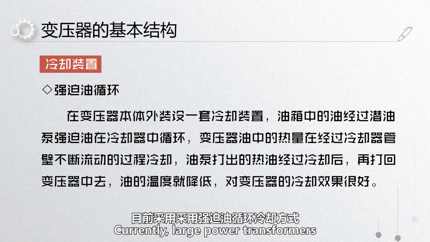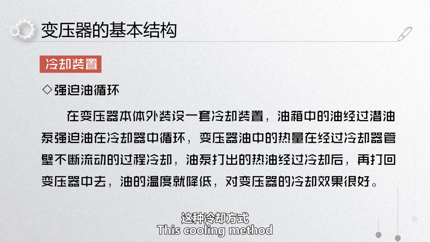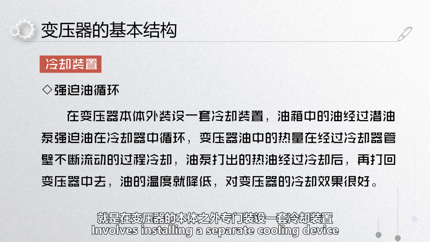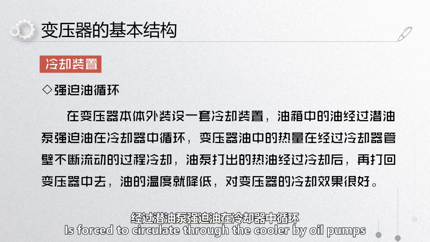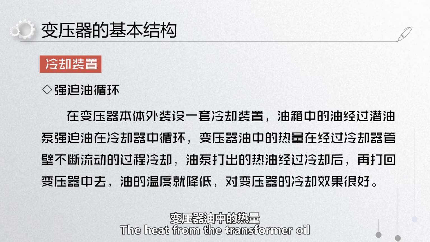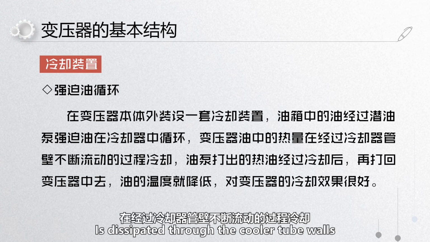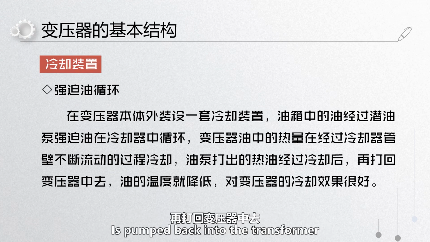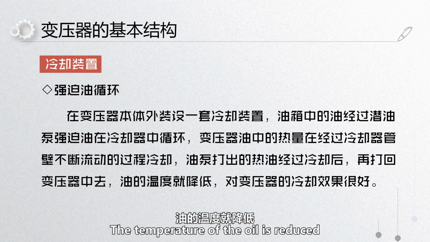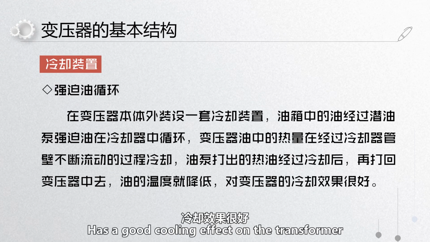Currently, for large power transformers, this cooling method involves installing a separate cooling device outside the transformer body. The oil in the oil tank is forced to circulate through the cooler by oil pumps. The heat from the transformer oil is dissipated through the cooler tube's wall. The cooled oil is pumped back into the transformer. The temperature of the oil is reduced. This cooling method has a good cooling effect on the transformer.